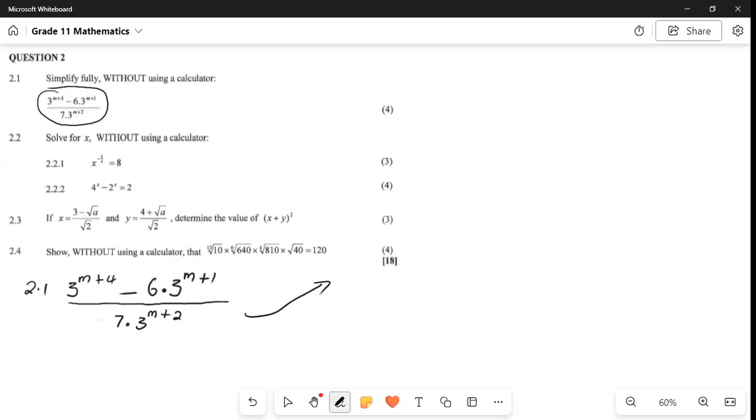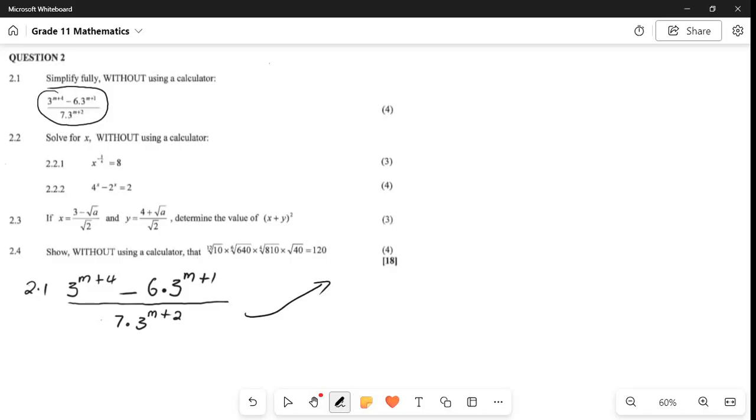So when we have that, the first thing that I think we need to do is to break it down and separate these exponents, because you can see we have the variable m and we've got the number 4, and on the other term we've got the number 1, and on the denominator we've got the number 2, all of that on top of the same base, which is 3. So we are going to break it down like this.